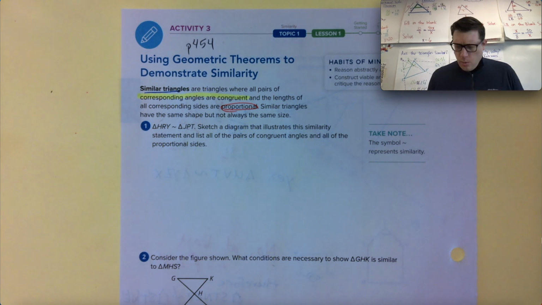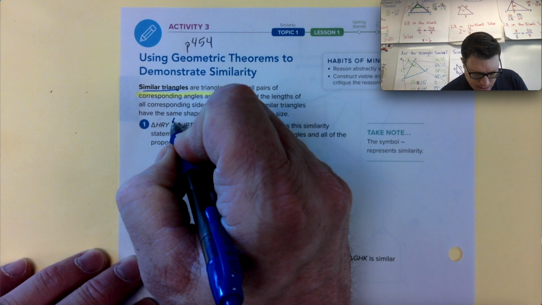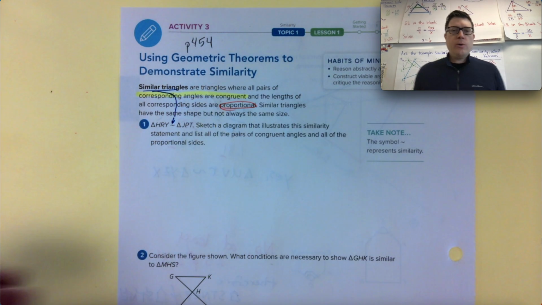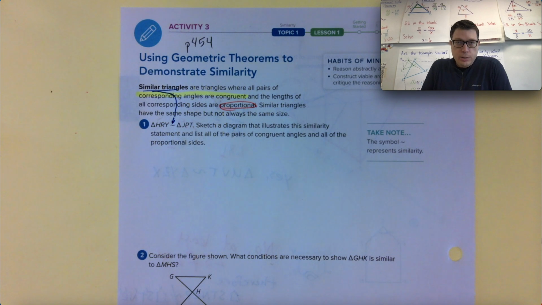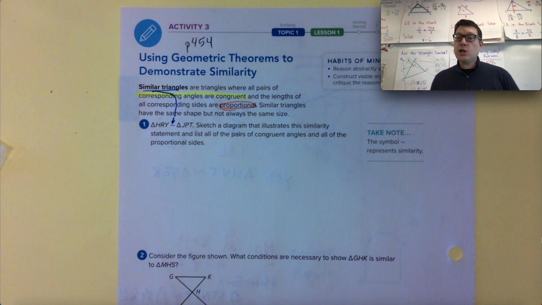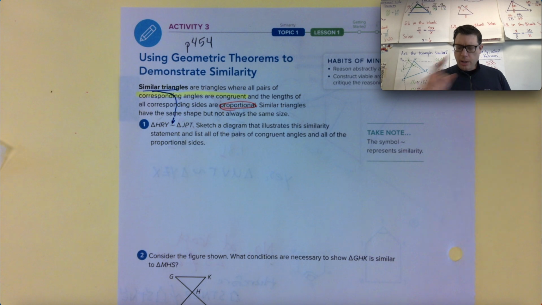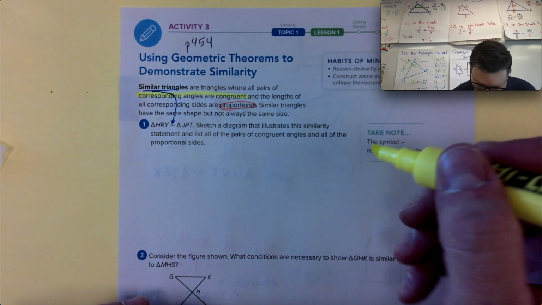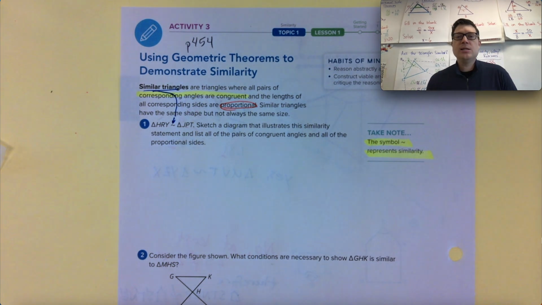So in number 1, we have triangle HRY, and then this symbol is the symbol for similar. We have triangle HRY is similar to triangle JPT. Sketch a diagram that illustrates this similarity statement and list all pairs of congruent angles and all of the proportional sides. And here's how we're going to do that. Oh, by the way, the symbol tilde represents similarity.